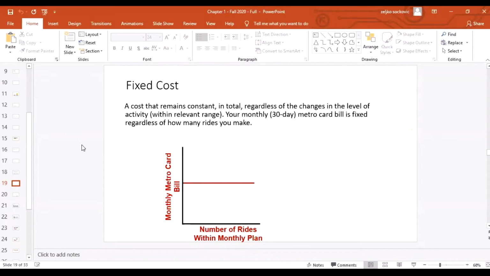Now the fixed cost is just the opposite. It's fixed. So your rent is fixed, or your metro card bill, if you buy monthly, it's fixed. If you take 5 rides or 100 rides, it doesn't matter. It's fixed. It's one amount, right? So your rent is also fixed. It doesn't matter if you have 1 customer or 500 customers. It's fixed. Nothing changed.